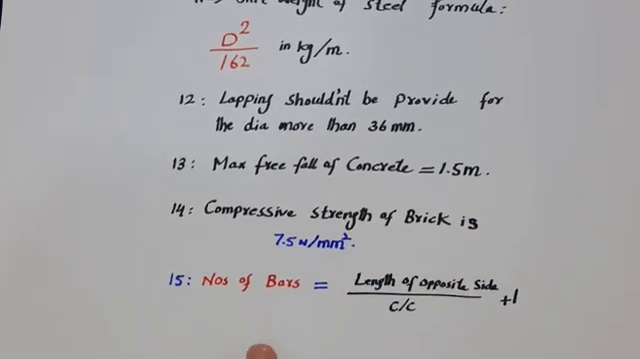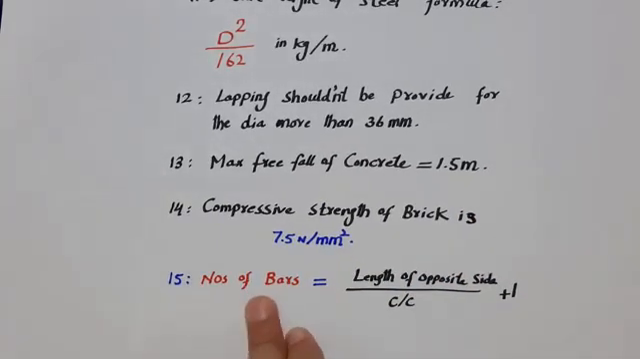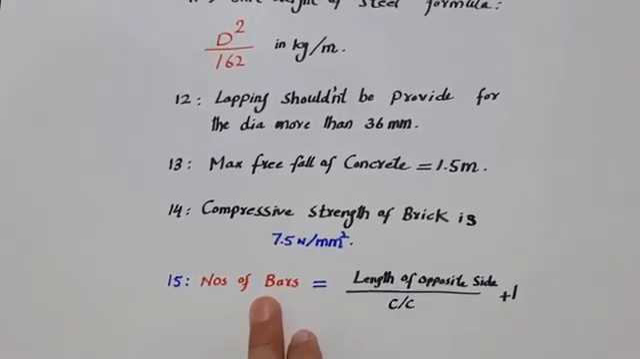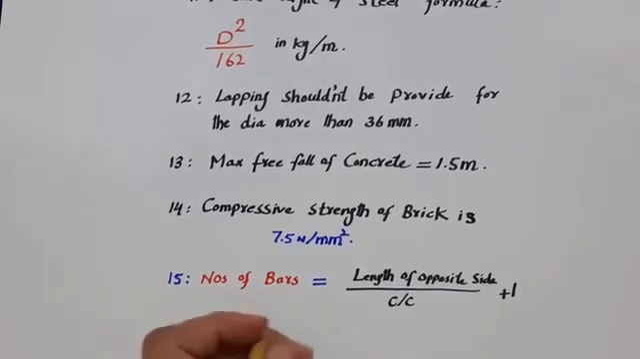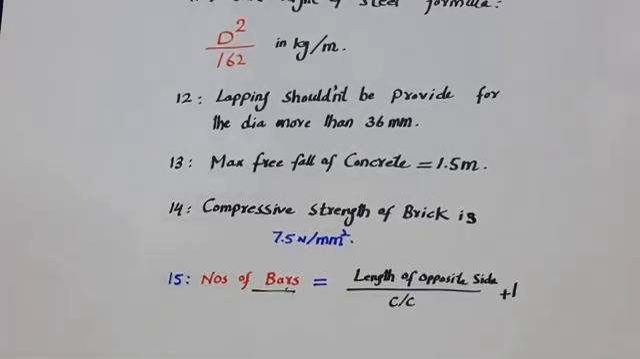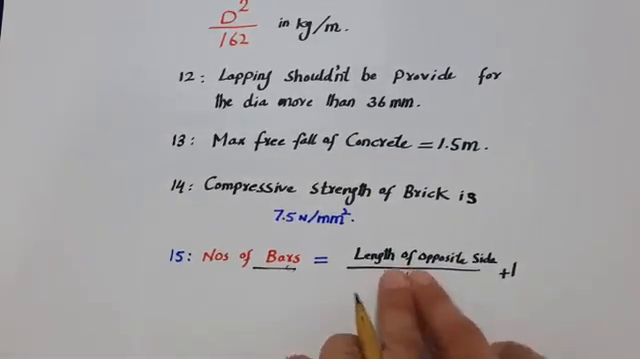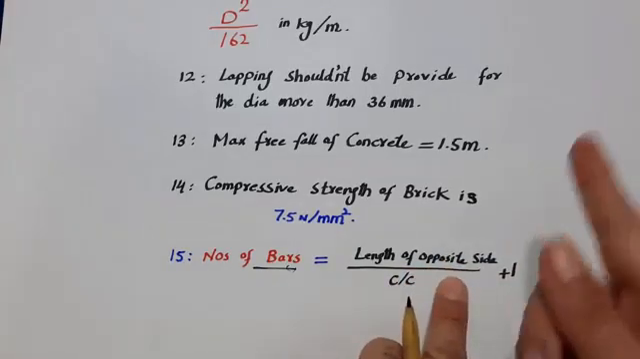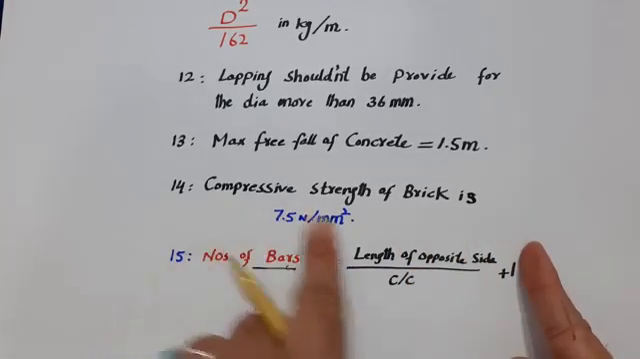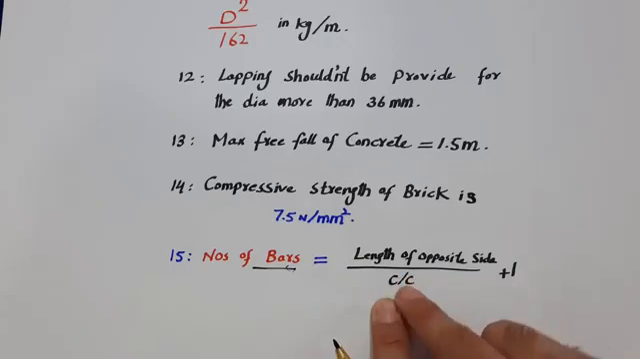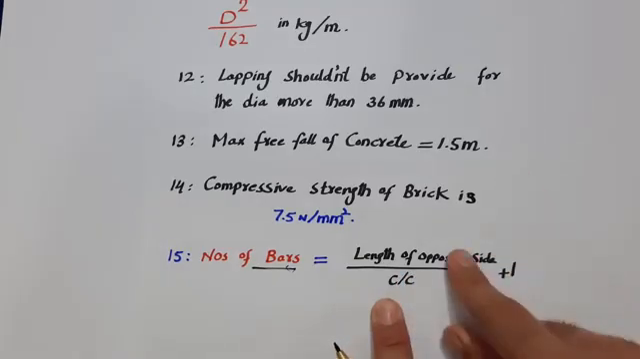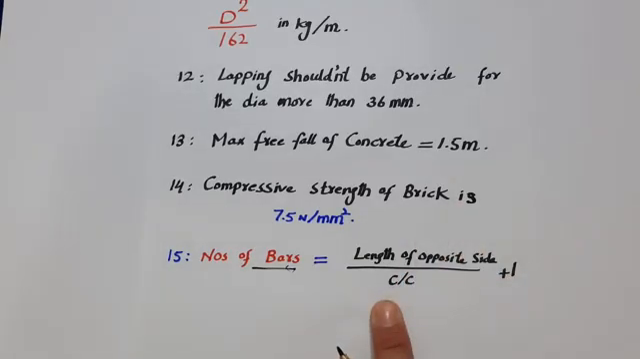Guys, the last one is number of bars. How can you find the number of bars? You can find it from the length of the opposite side. For example, in a slab, length of opposite side divided by spacing C/C plus 1. Then you can find the total number of steel rods in the slab.